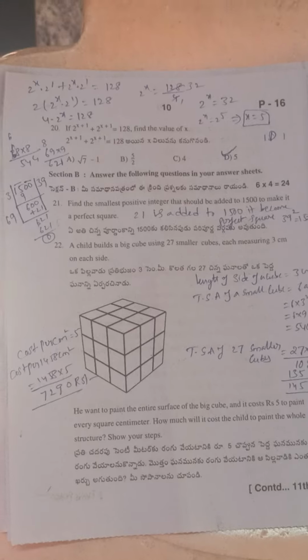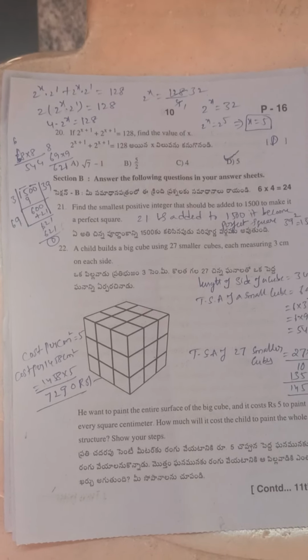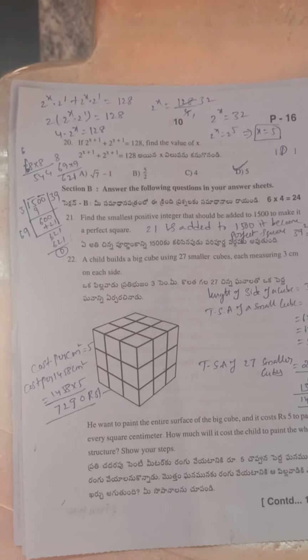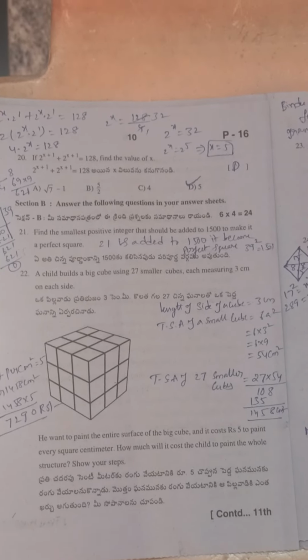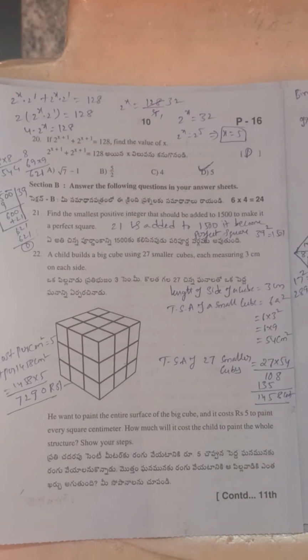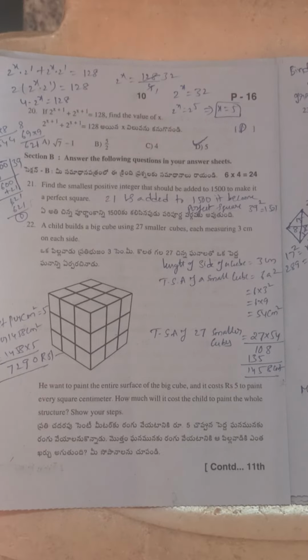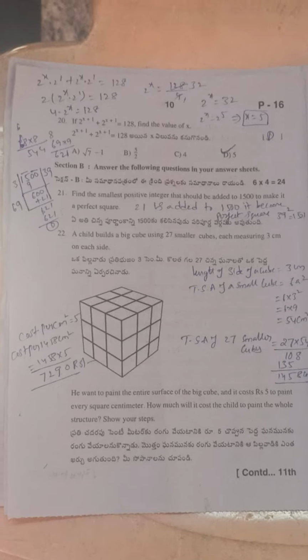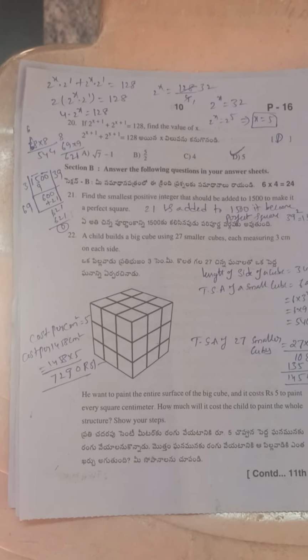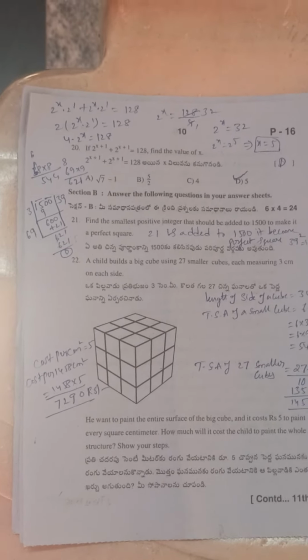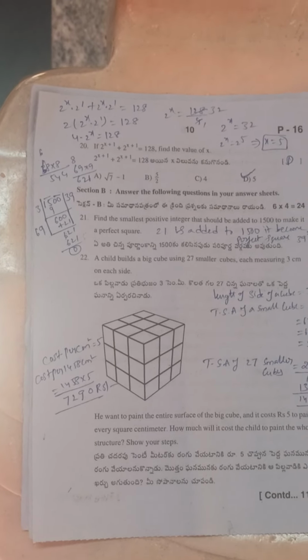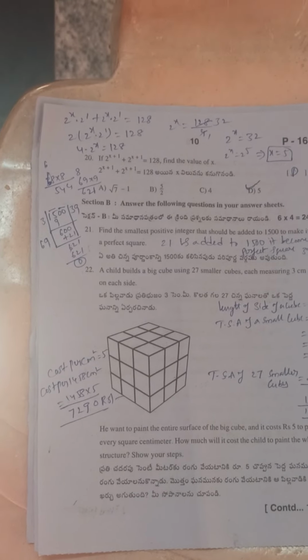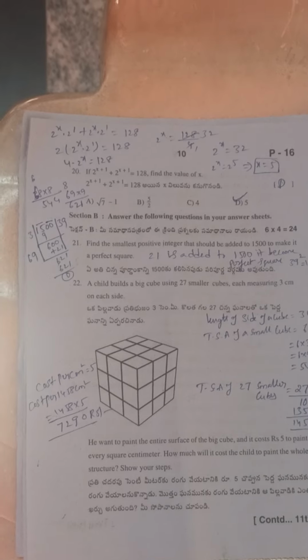Next, a child builds a big cube using 27 small cubes, each measuring 3 cm on each side. So the length of the side of a small cube is 3. The total surface area of a small cube is 6a squared, that is 6 into 3 squared, 6 nines are 54. The total surface area of 27 small cubes is 1458. The cost per square centimeter is 5. So the total amount is 7290 rupees.